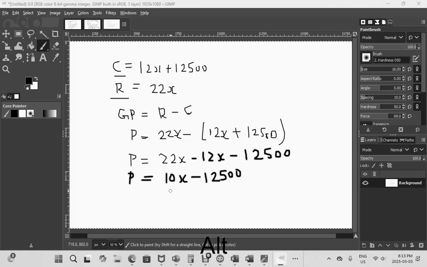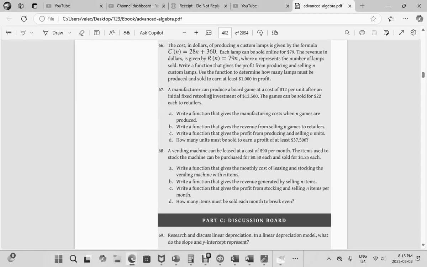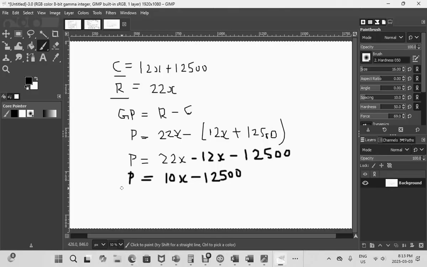Okay, now they're asking for a function that gives a profit from producing and selling n units. And the next question, how many units must be sold to earn a profit of at least 37,500? So we know your P equals 37,500.